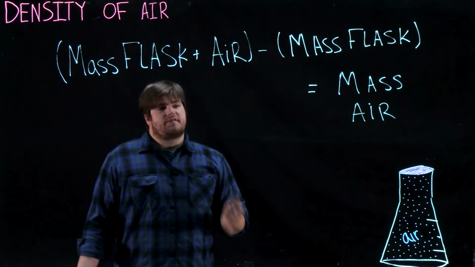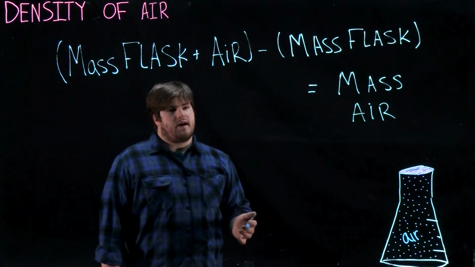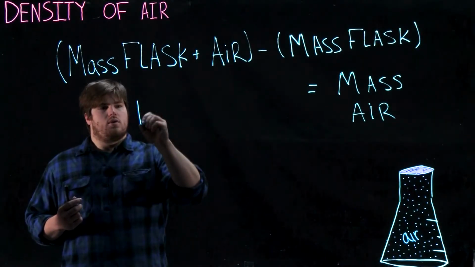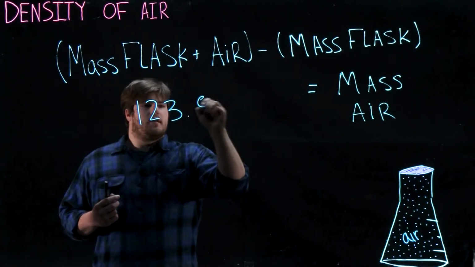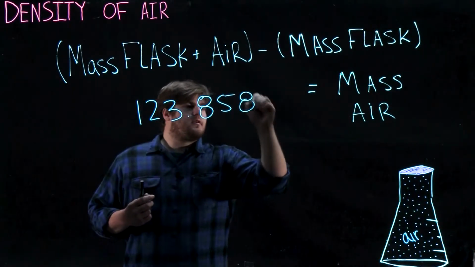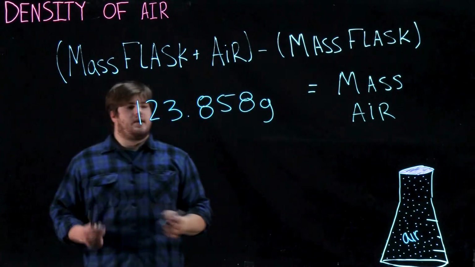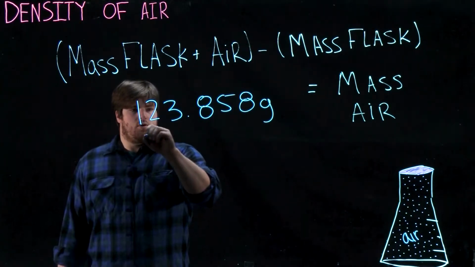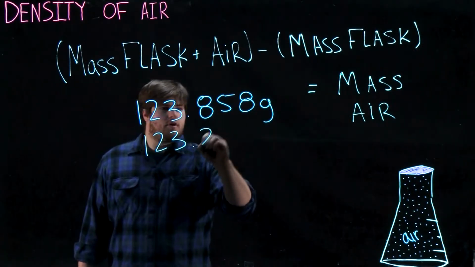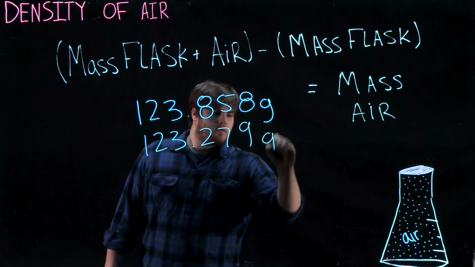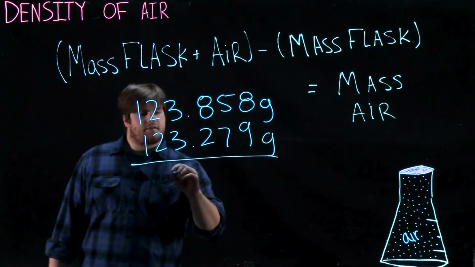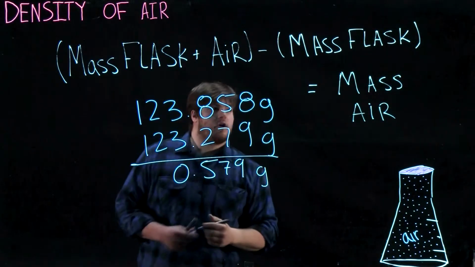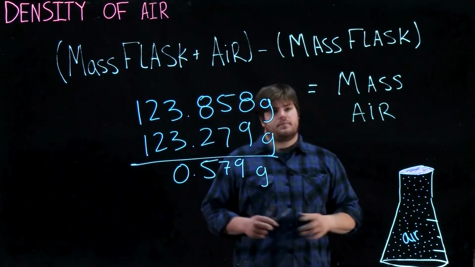Okay, so we can now use this information to determine the mass of the air inside the flask. For the sake of this example, we're going to say the flask weighed 123.858 grams full of air, so this is the mass of the flask and the air inside it. And then we just found out that the mass of the flask alone was 123.279 grams. If you do this subtraction, it comes out to 0.579 grams of air alone. So this is the mass of just the air now.